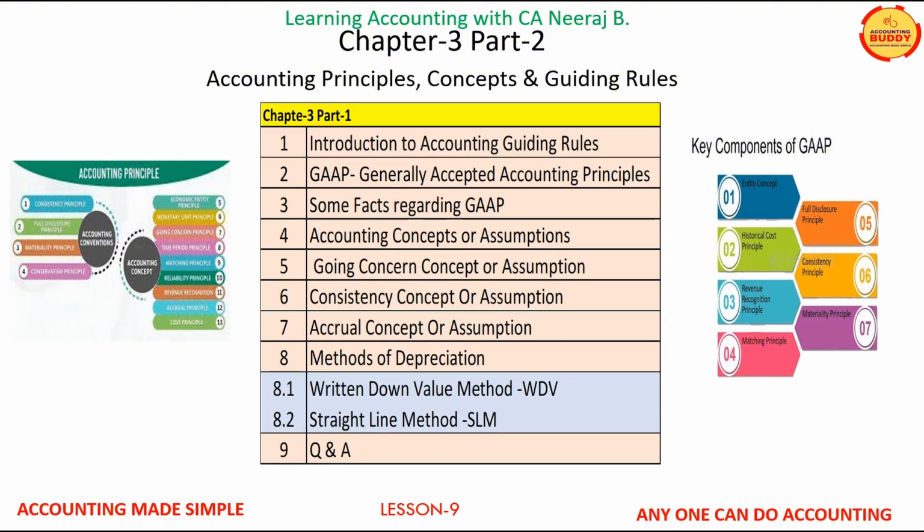In part 1 of chapter 3, we explored various accounting concepts and assumptions with examples. We also familiarized ourselves with the terms GAAP and IFRS. Through the accounting assumption of consistency, we learned about two methods of charging depreciation on fixed assets.